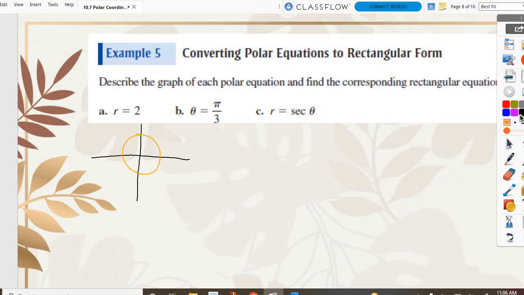Okay. But then they ask us to find the corresponding rectangular equation. So what would I do? Which one of our equations has an r in it? Yep, r squared equals x squared plus y squared. Well, if r is 2, what is r squared? 4. So we get 4 equals x squared plus y squared. That's all you have to do for that one, because that's the equation of a circle with a radius of 2 centered at (0, 0).